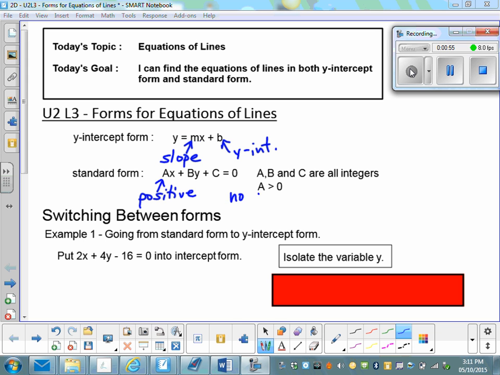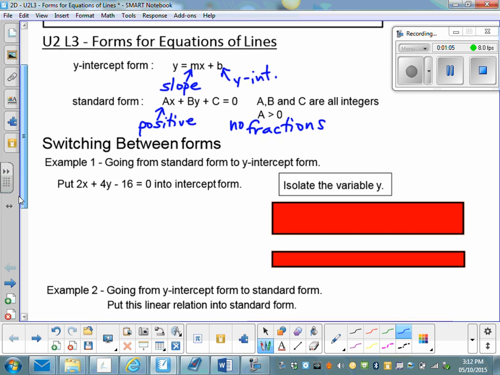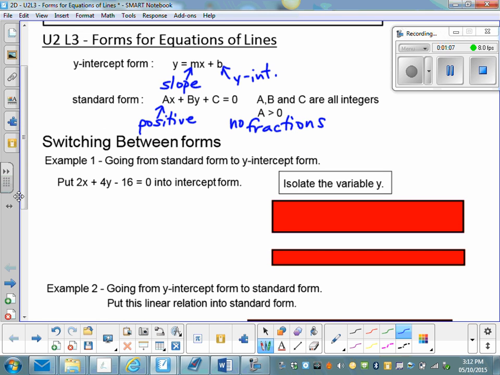And when we have an equation in standard form, none of the numbers can be fractions. So that's just something to keep in mind with those two forms of the equation.